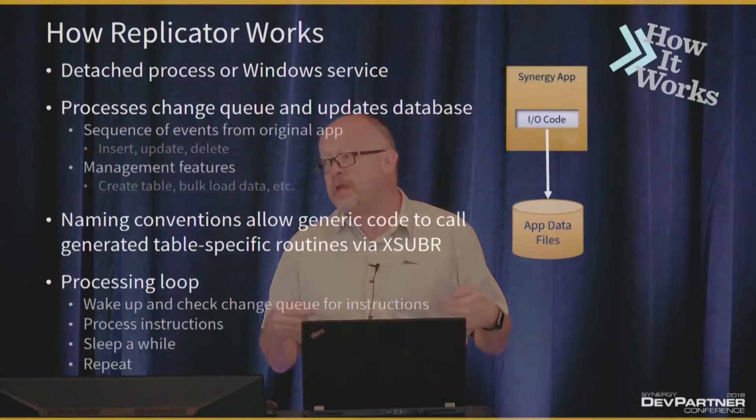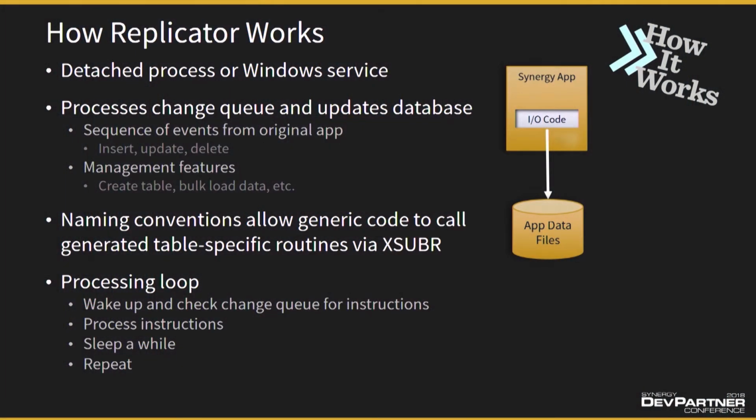So the replicator just reads the instruction and it says, oh, this was a create for this file, and here's the data. Go call customer_insert, that was the code-generated routine that adds a row into the customer file or customer table, and it moves on, it deletes that instruction and moves on to the next one. So it's actually a fairly simple environment.